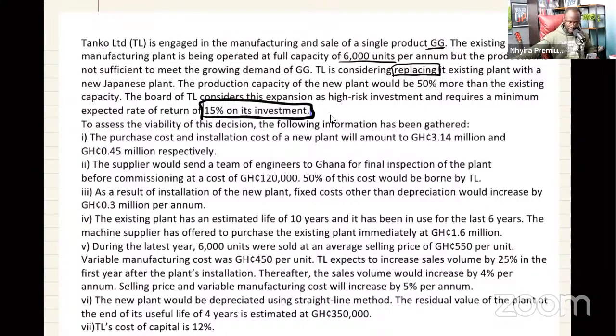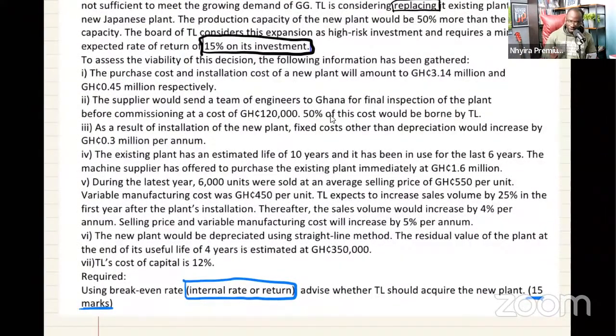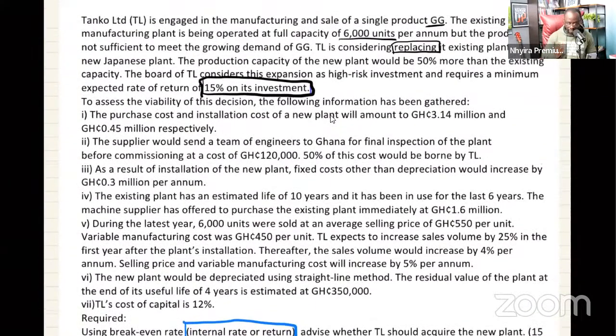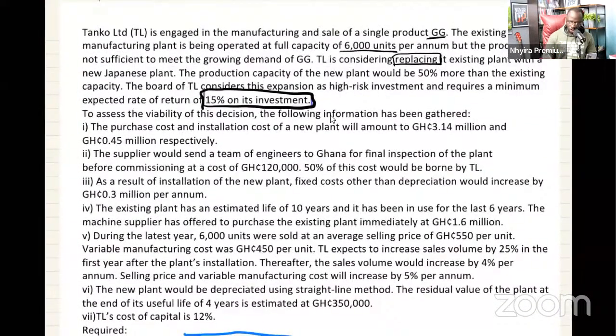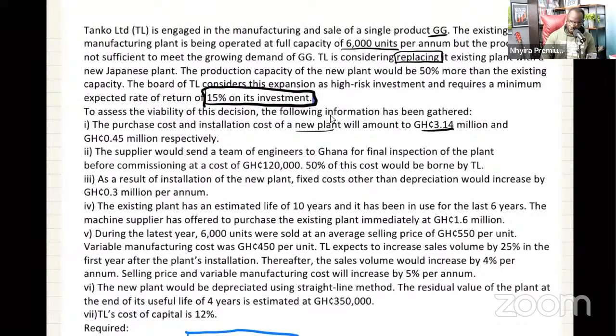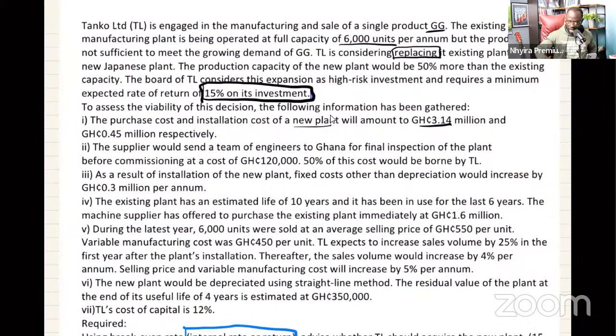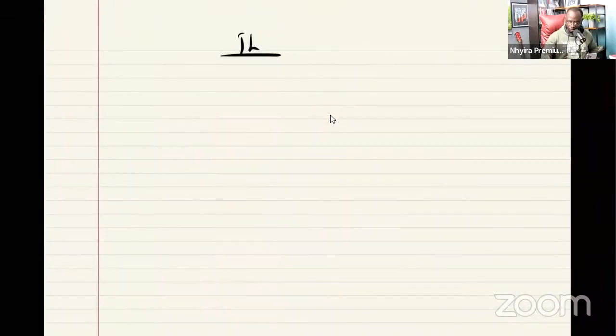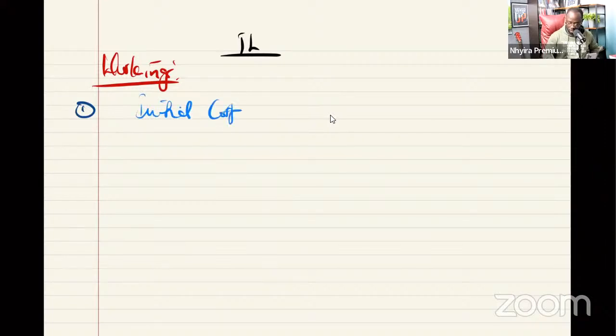To assess the viability of this decision, the following information has been gathered. The purchase cost and installation cost of the new plant will amount to 3.14 million Ghana cedi and 0.45 million Ghana cedi, respectively. So this is the cost of the asset. So we're going to start with some workings to take some free marks as soon as possible. You know, I'm interested in free marks. So working 1, let's try to get an initial cost.